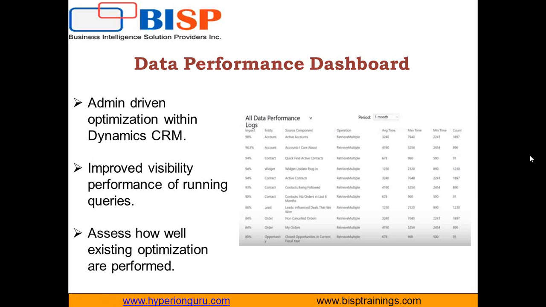As you can see, this dashboard has a few columns: the impact, the entities, source component, operations, average time taken, maximum time taken, minimum time, and the count. This calculation is for the current month, a one-month calculation. So for any operation that has taken place within the current month, you can see the impact, which entity is working, what the source component is, the average time taken, and the maximum time taken to complete the process.